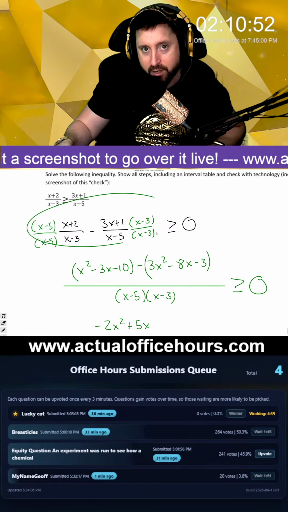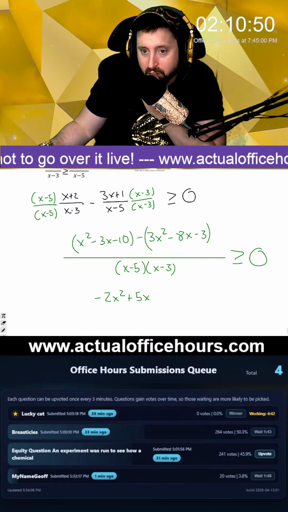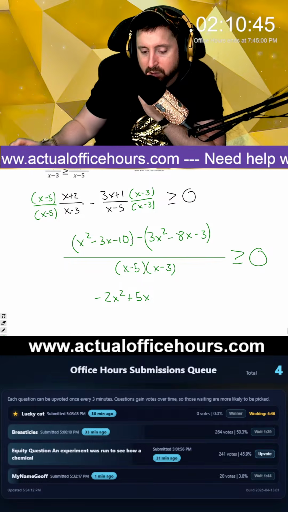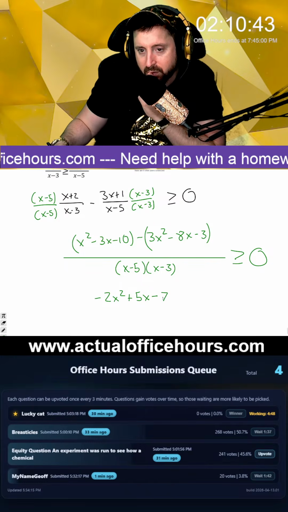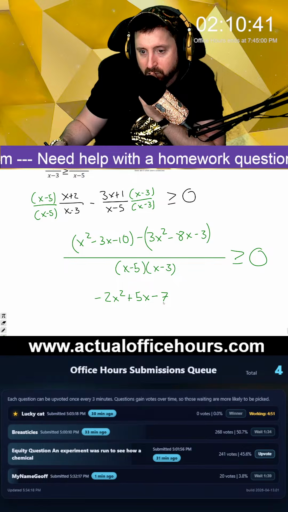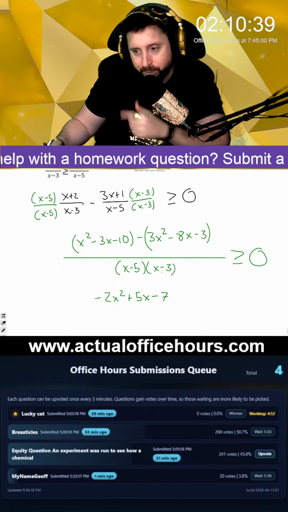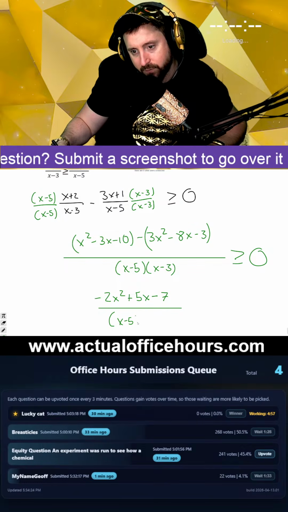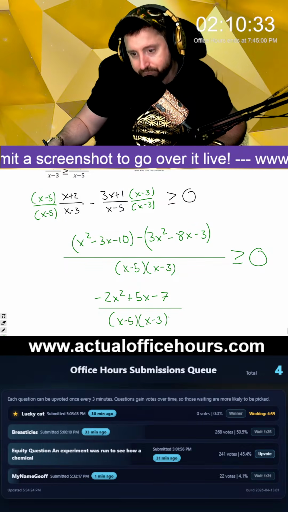All this is doing is just combining fractions. Okay, and then you have minus 10 minus minus 3. So that's going to be minus 7. I think we're good. Cool. All right, good. And then that's all over x minus 5, x minus 3.